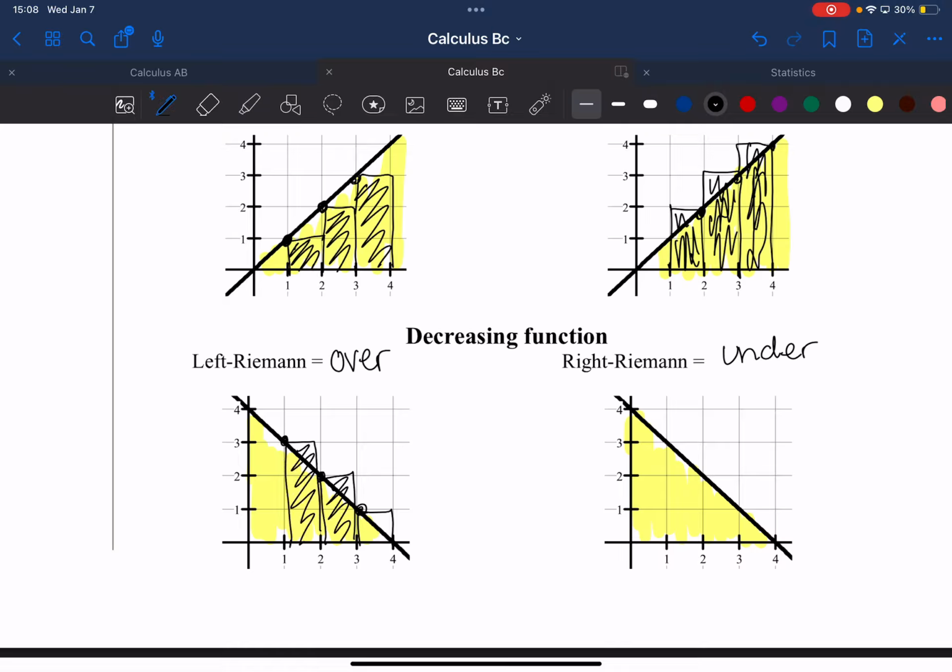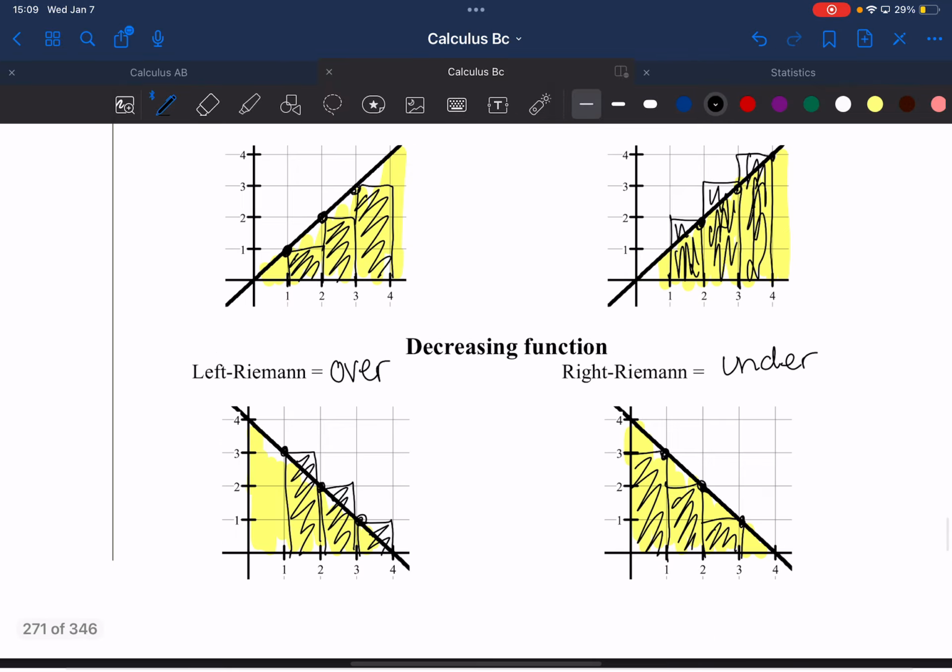Okay, and again, you see that it's an overestimate because it goes above the function. And then right Riemann, we need to make sure that the right side touches. And then you see here that this doesn't fully cover the entire yellow shaded area, but it also doesn't go over it, so it's an underestimate. Okay. So for left and right Riemann sum, you just have to know if the function is increasing or decreasing.